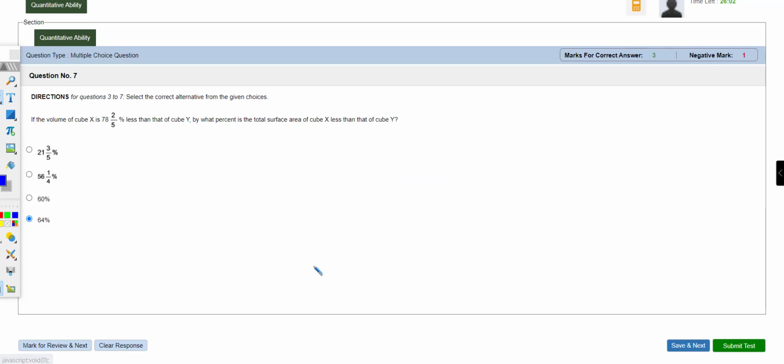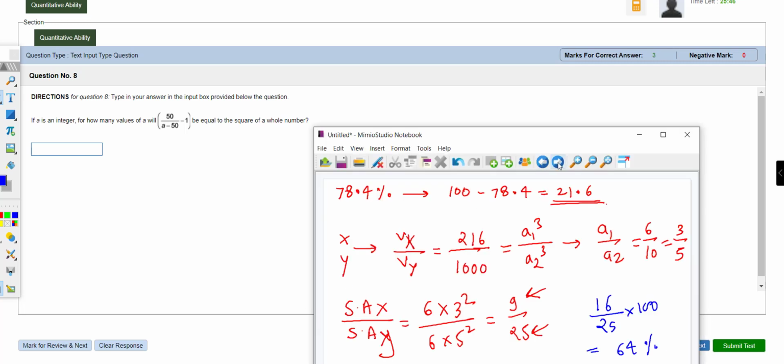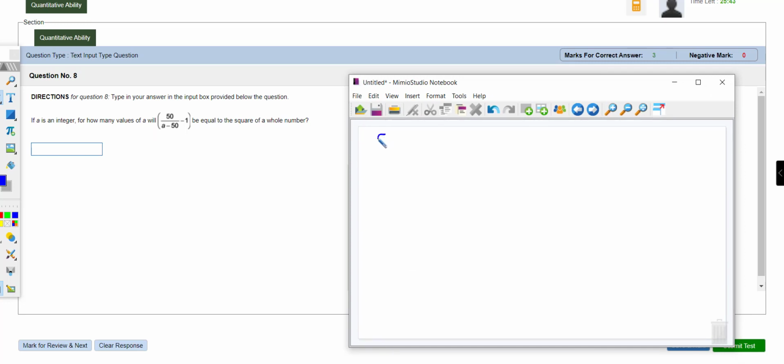Okay, now let's move ahead to question number 8. If A is an integer, for how many values of A will 50 divided by (A minus 50) minus 1 be equal to the square of a whole number, that is, equal to k square? So can we write 50 is equal to (k square plus 1) into (A minus 50)? A is an integer, how many values can A take, that is the question.